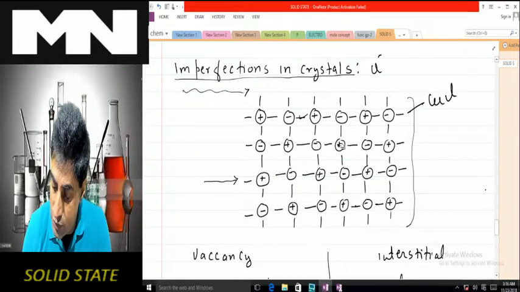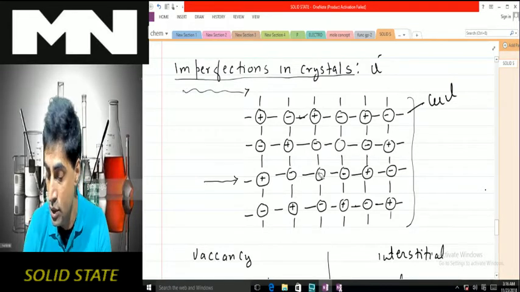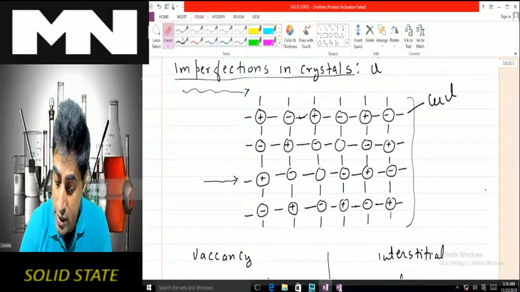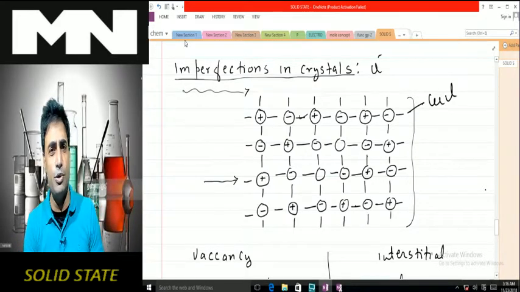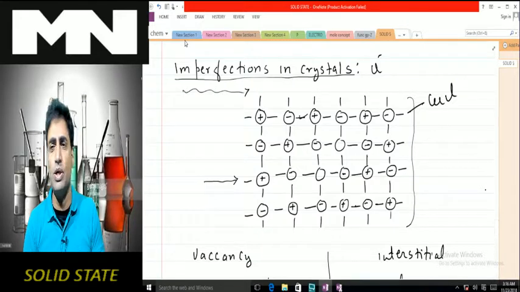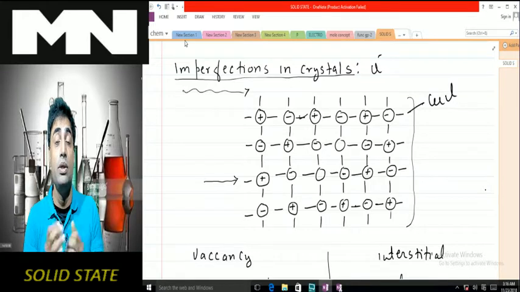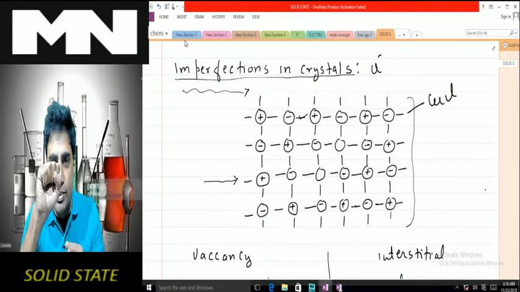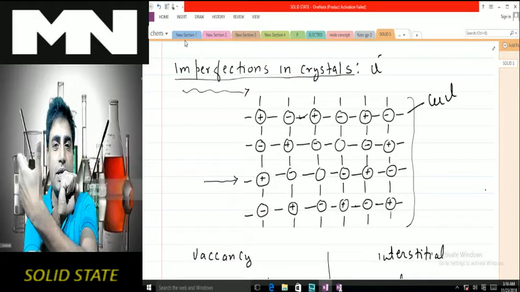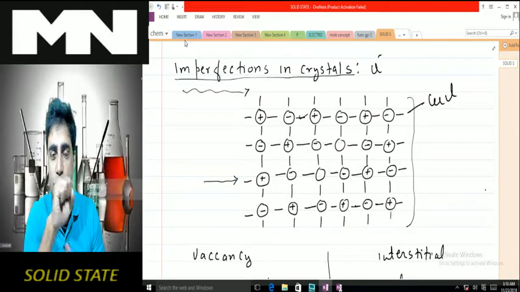Suppose a cation is found missing from this position, another cation is found missing from this position. As a result, one more thing which comes to our mind: why are these cations missing from their respective position? You might be thinking that in a crystal there is a perfect balance. These cations and anions are electrically charged and they vibrate on their mean position. Suppose a cation is vibrating, anions are surrounding that cation, so there is a prominent force of attraction due to which it is held on its mean position.